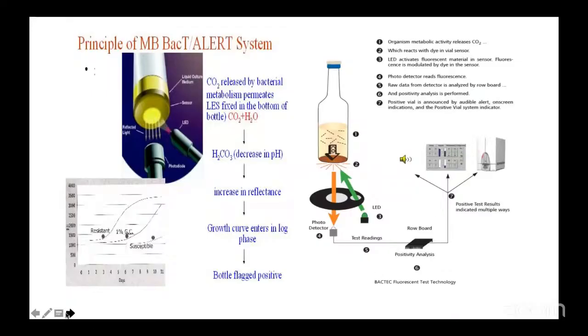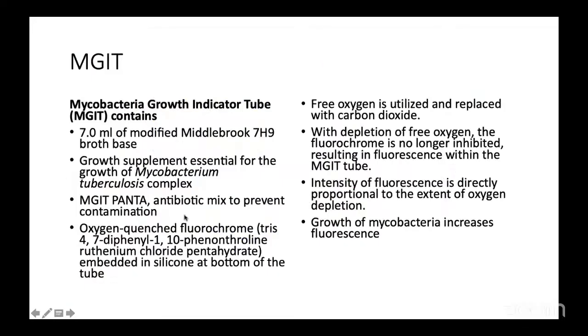All right, so this is what about this. Now, how does the MGIT work? Now, MGIT, we all know, is comprised of a media called the modified Middlebrook 7H9, which is 7 ml, and it contains growth supplement, which is essential for growth of MTB. Now, it also has certain antibiotic mix, which prevents contamination, and it has an oxygen quenched fluorochrome, which is embedded in silicon at the bottom of the tube.